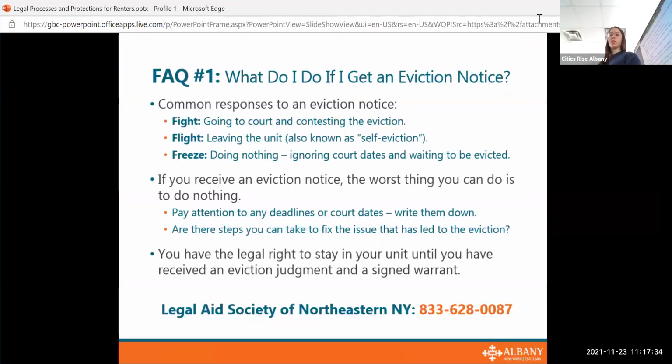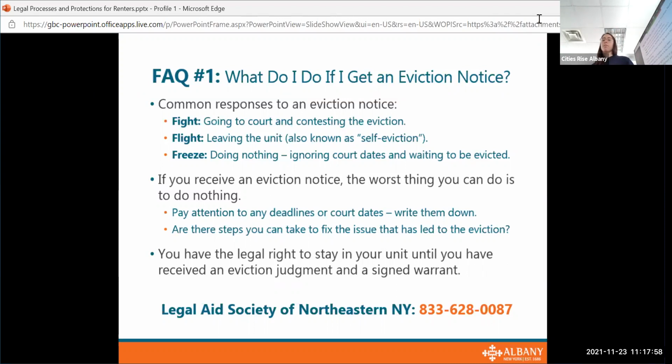So some of the questions that we get most commonly from tenants who are facing an eviction in Albany, the first would just be, what do I do if I get an eviction notice? And we do tend to see a few different ways that people respond to getting an eviction notice. These include fight, flight, or freeze.